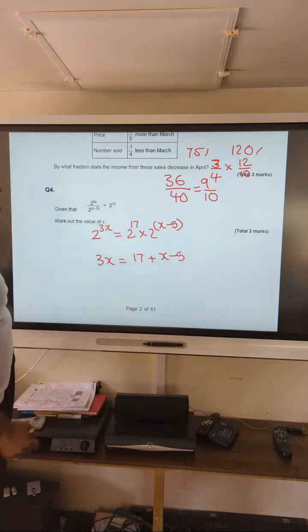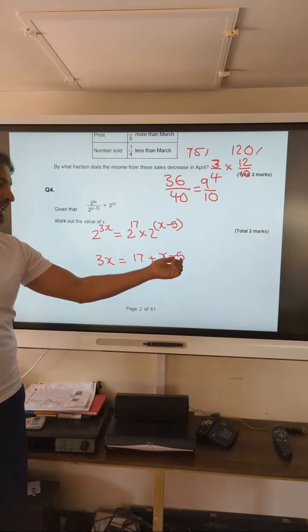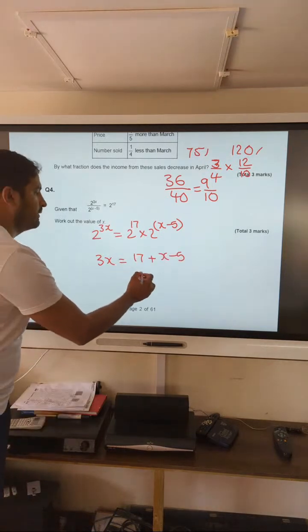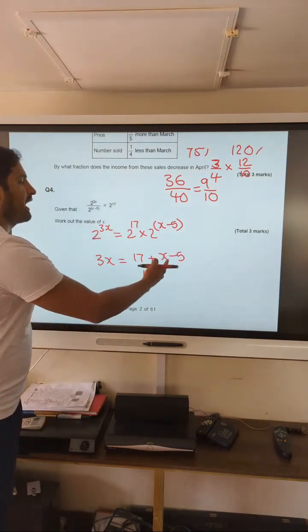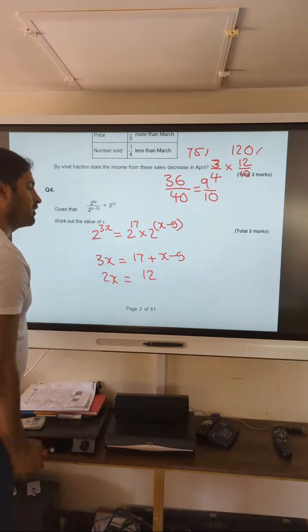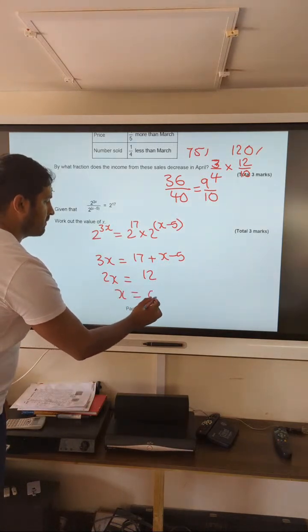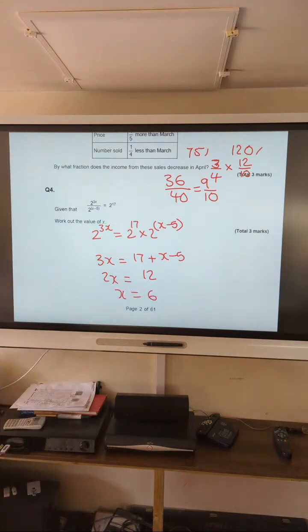Okay, so now x is on both sides, so simple things: collect that 5 and negative 5 and 17, that gives you 12. And you take away x's from both sides, so that leaves you with 2x on that side, and you get rid of that x. So 2x is equal to 12. That gives you x is equal to 6, because you're dividing both sides by 2, and that leaves you with x equal to 6.